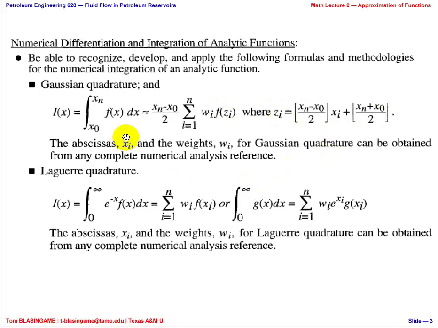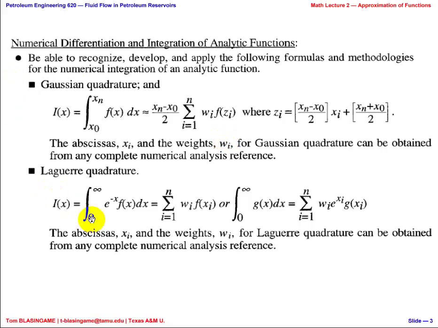The weights x of i and w of i are given in many different kinds of numerical analysis texts. There are some tables for wi and xi in Abramowitz and Stegun, which is the main reference for this course. There are also books entirely devoted to Gaussian quadrature and Laguerre quadrature.